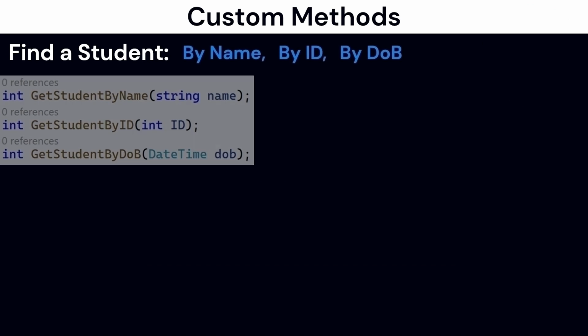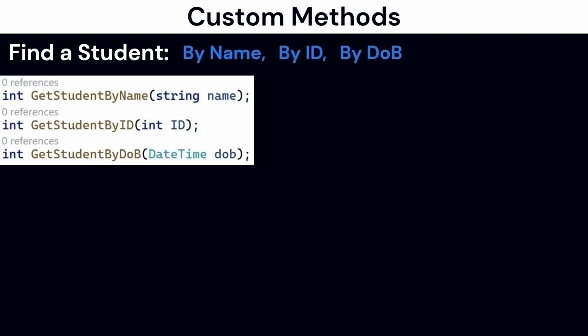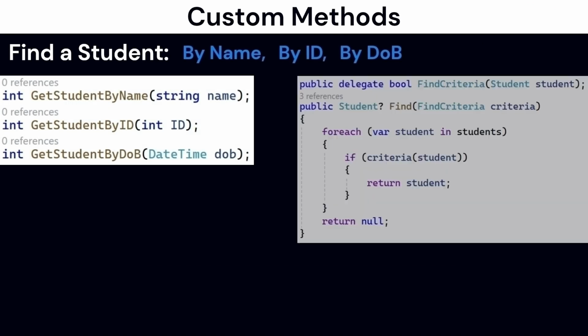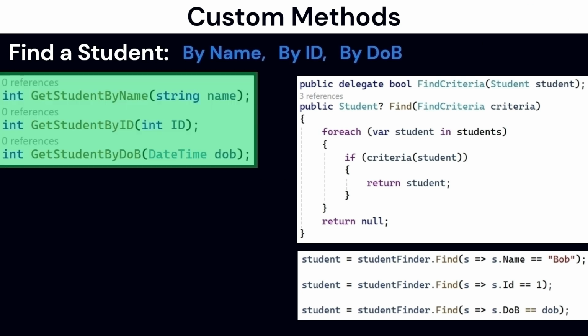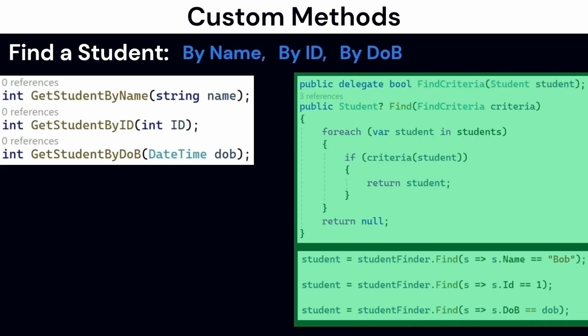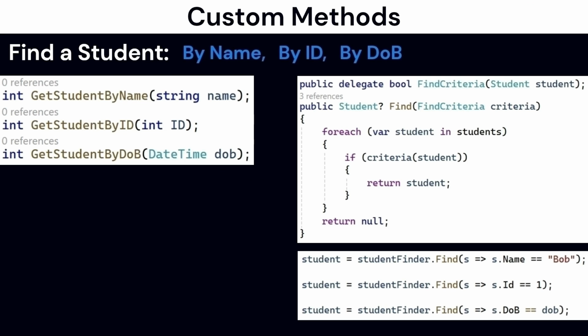See one more example. Suppose you want to find a student based on their name, the ID, and the date of birth. You can create these three methods. But you can also create a single method accepting a delegate, and then you can call it like this. Which one is better? This one or this one? The answer is, it depends.